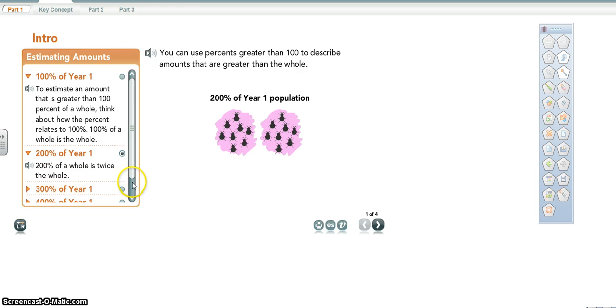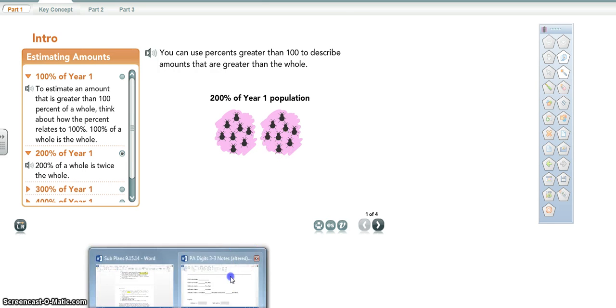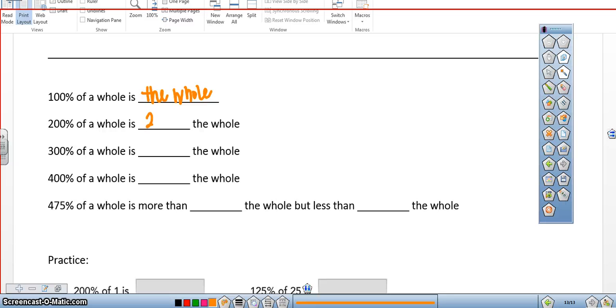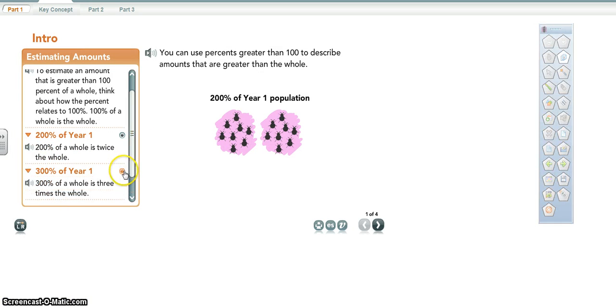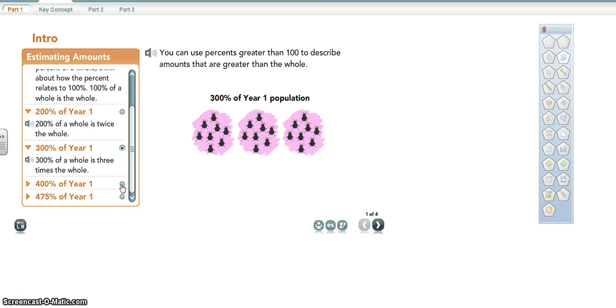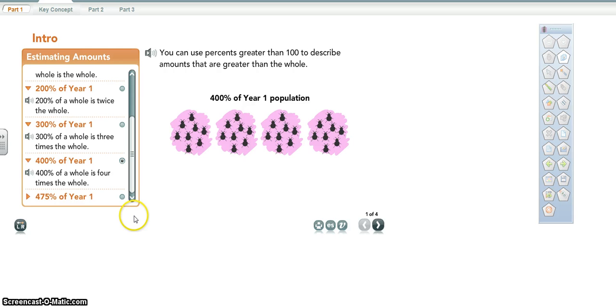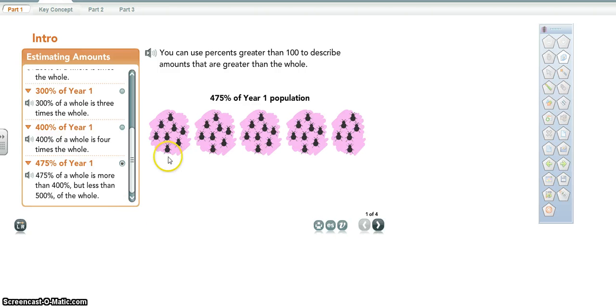200% of the whole would be twice what you started with, or 2 times the whole. And you can continue. 300% is 3 times the whole. 400% would be 4 times the whole. If you had 475%, well, you have more than 4 times the whole, but less than 5 times the whole. Close to 5 times the whole, because 475% is almost 500%.